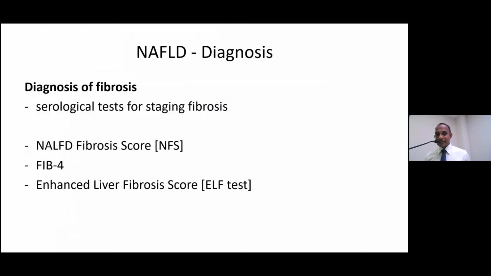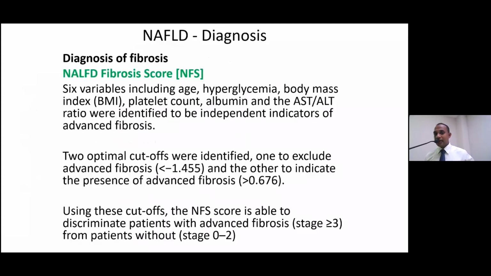So how do we diagnose fibrosis? There are serological tests for staging fibrosis. One important one is the NAFLD fibrosis score, what we call NFS, and fibrosis 4. Then the enhanced liver fibrosis score, what we call the ELF test. All of these help us decide on the degree of fibrosis in somebody who has NAFLD. The NAFLD fibrosis score involves 6 variables: age, hyperglycemia, body mass index, platelet count, albumin, and the AST-ALT ratio. All these are found to be indicators of advanced fibrosis.